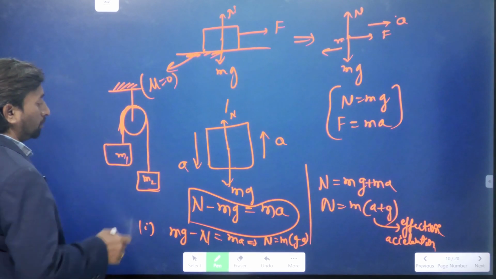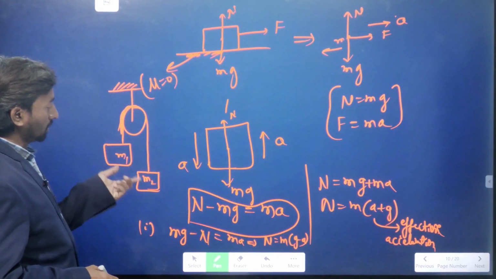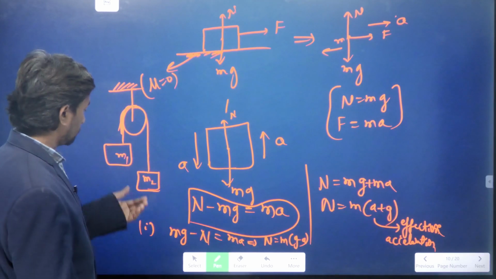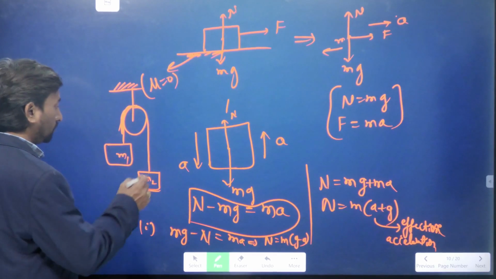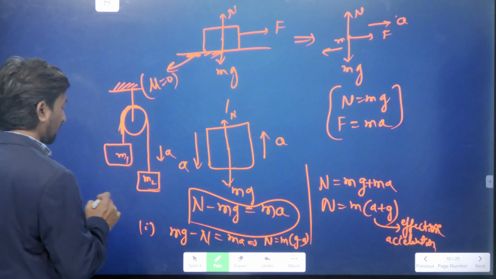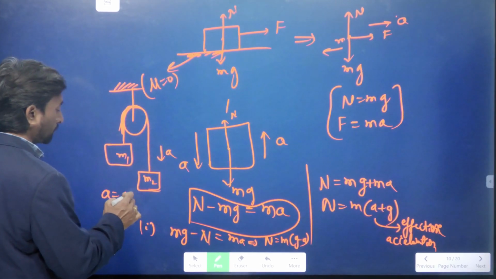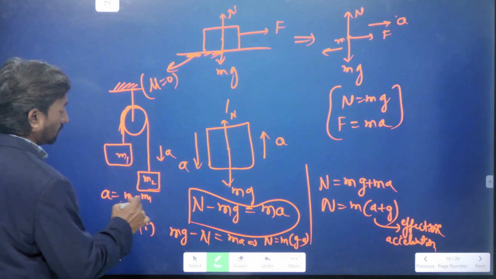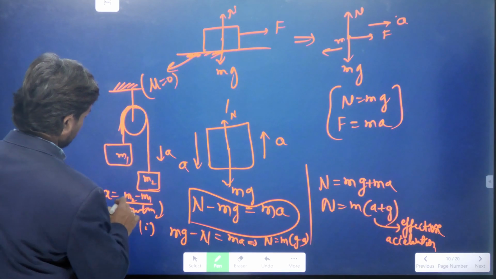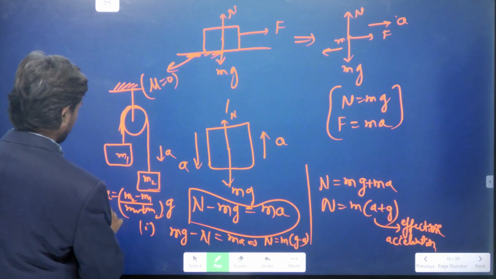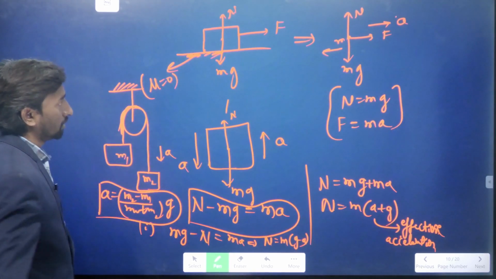If M2 is greater, the blocks will keep moving due to inertia, going up and down with a certain acceleration. The acceleration equation is a equals (M2 minus M1) by (M1 plus M2). Tomorrow we are going to see the derivation of this and the tension.